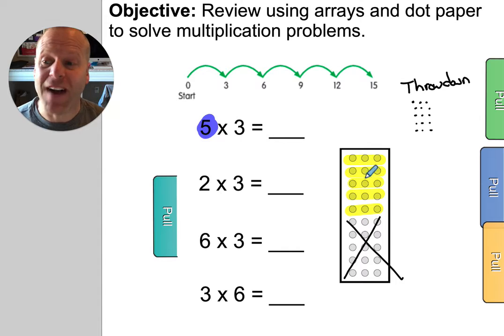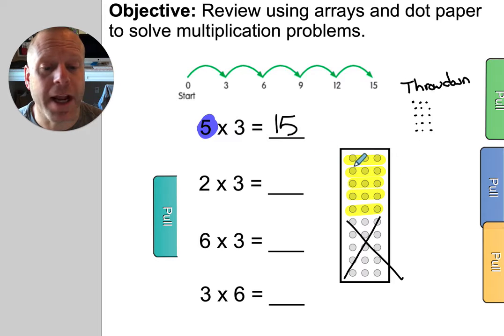So just keep that in mind. Oh, by the way, 5 3's, 3, 6, 9, 12, 15. You could count by 3's for that answer, or you could count by 1's. 1, 2, 3, 4, 5, 6, 7, 8, 9, 10, 11, 12, 13, 14, 15.